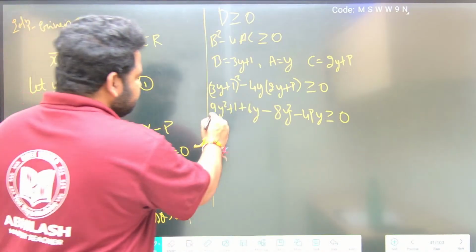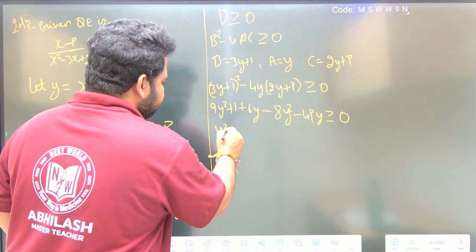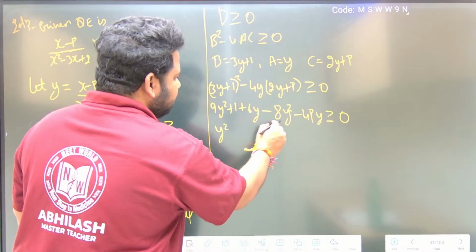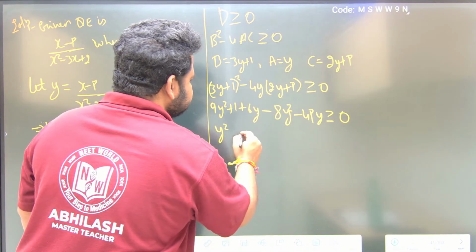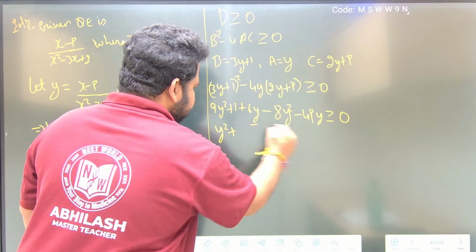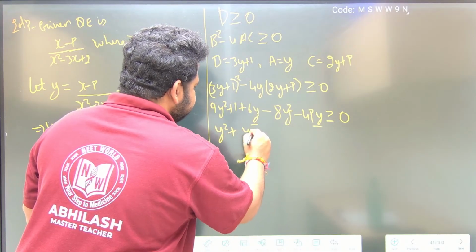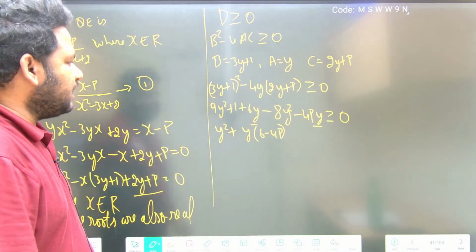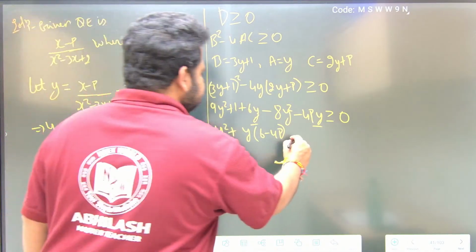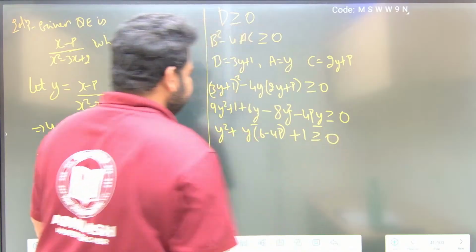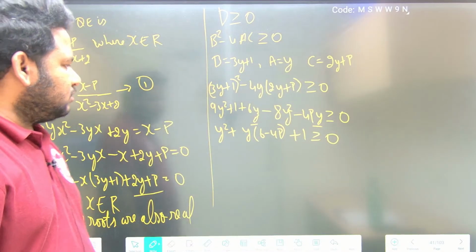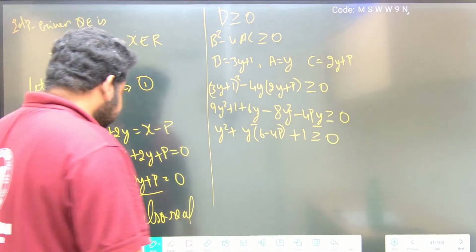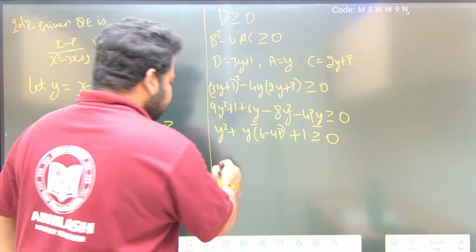Now what I can do here is 9y square minus 8y square is y square. Now if I talk about y here, if I take y common from this one and this one, I am having y times (6 minus 4p), plus 1 is greater than or equal to 0. Now this is y square plus y into (6 minus 4p) plus 1 is greater than or equal to 0. Now since x belongs to real numbers, y also belongs to real numbers.